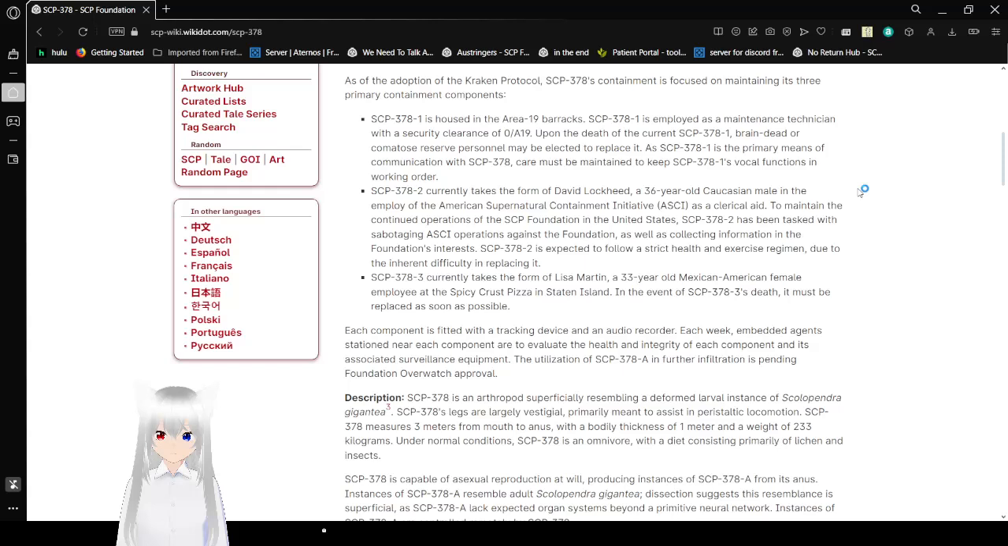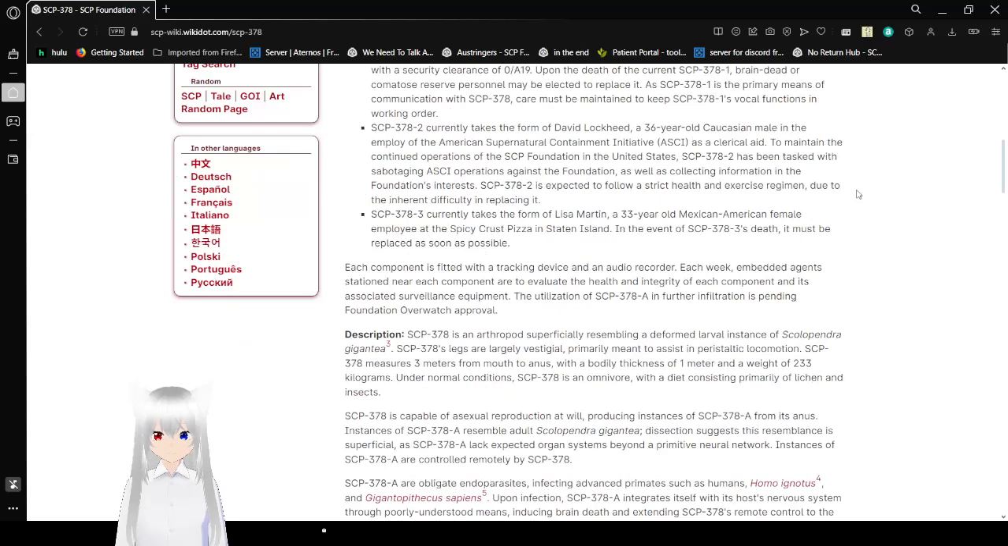SCP-378-2 currently takes the form of David Lockhead, a 36-year-old Caucasian male and employee of the American Supernatural Containment Initiative as a clerical aide. To maintain the continued operations of the SCP Foundation in the United States, SCP-378-2 has been tasked with sabotaging ASCI operations against the Foundation, as well as collecting information in the Foundation's interests. SCP-378-2 is expected to follow a strict health and exercise regimen due to the inherent difficulty in replacing it.